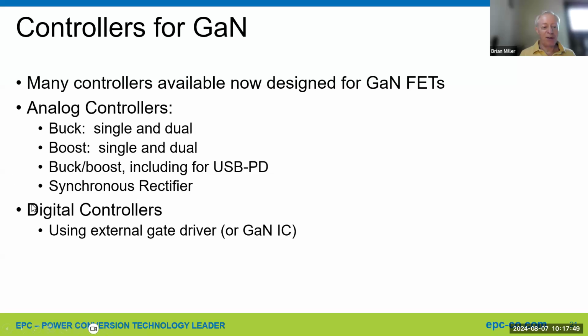The other category is digital controllers. As you can imagine, anything you can think of, with good programming and enough processing power, you can do. These would typically require an external gate driver or a GaN IC with a built-in gate driver. So the analog controllers typically have the gate driver built in. Digital controllers is typically separate.